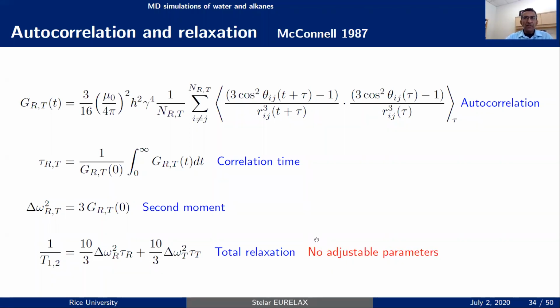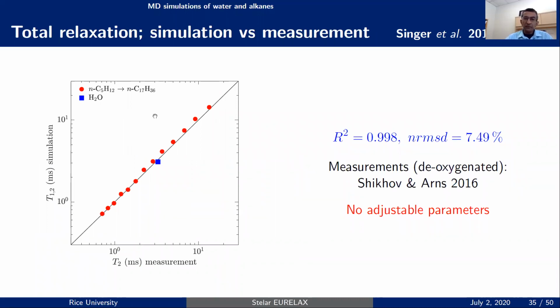Okay, so we did this initially for bulk fluids. These are N-alkanes going from C5 to C17, and water. Again, just to emphasize, these are pair additive force fields. For water, we have used TIP4P 2005. But we have done the same calculations for water with AMOEBA, and we get similar results. What is important to observe here is we get an excellent agreement between simulation, which is on the y-axis, and measurements, again without recourse to any adjustable parameters. This work was published in 2017.